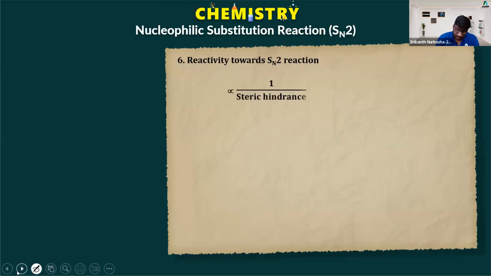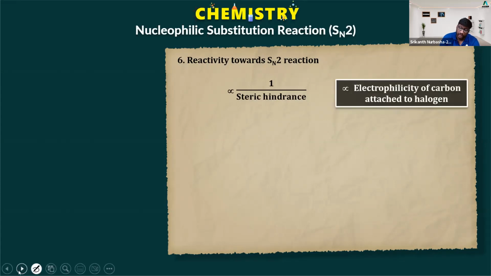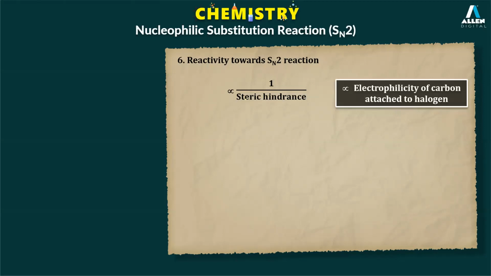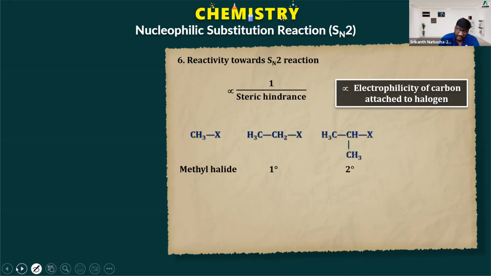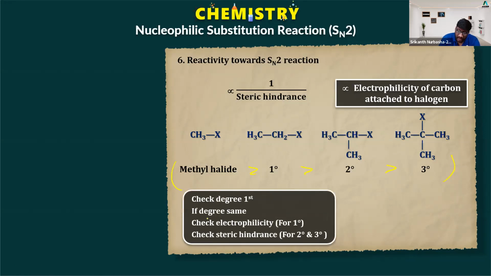Reactivity towards SN2 reaction is inversely proportional to steric hindrance. If you take primary, secondary, and tertiary, which will be more reactive? Primary. Inversely proportional to steric hindrance, directly proportional to the electrophilicity of the carbon attached to the halogen. So CH3X, methyl halide, primary, secondary, and tertiary: methyl halide will be greater than primary, then secondary, and the least is tertiary. Check degree first. If degree is same, check electrophilicity. First check whether primary, secondary, or tertiary is taken. If all three are given, then primary is greater, then secondary, then tertiary. If two compounds are both primary, then you have to check electrophilicity.